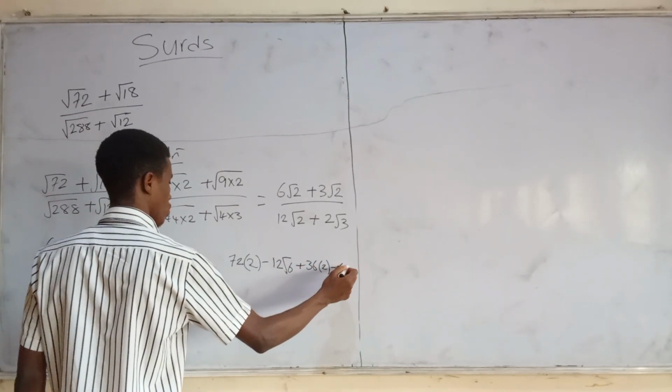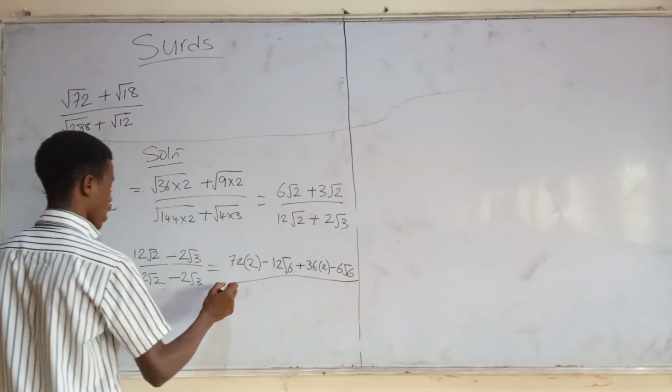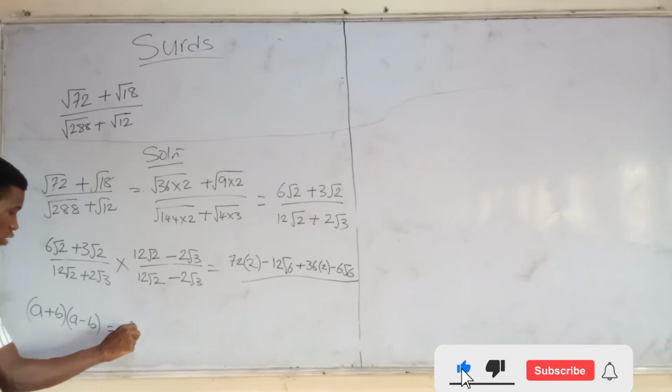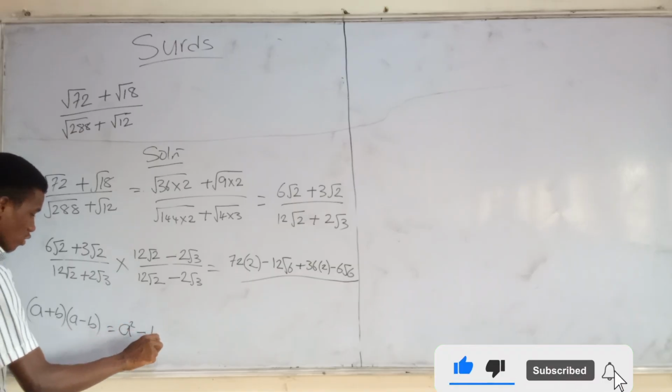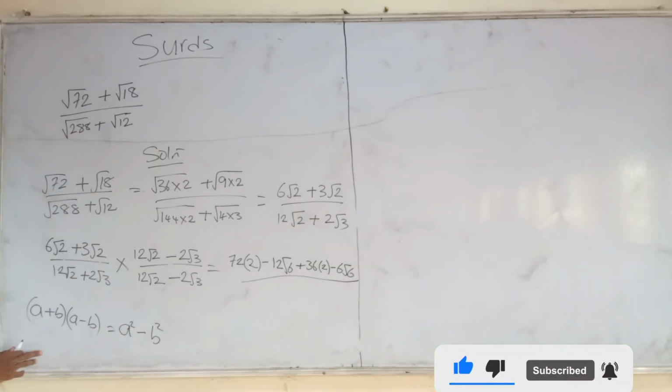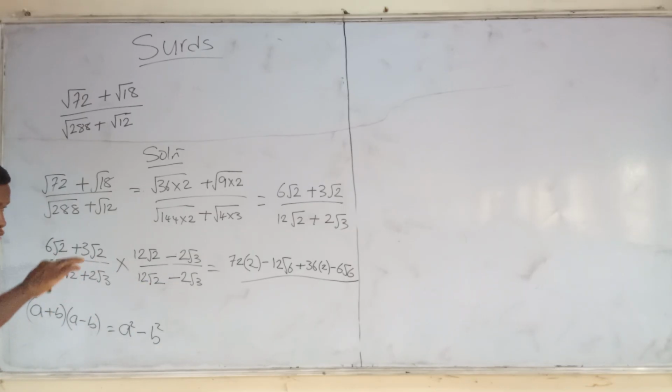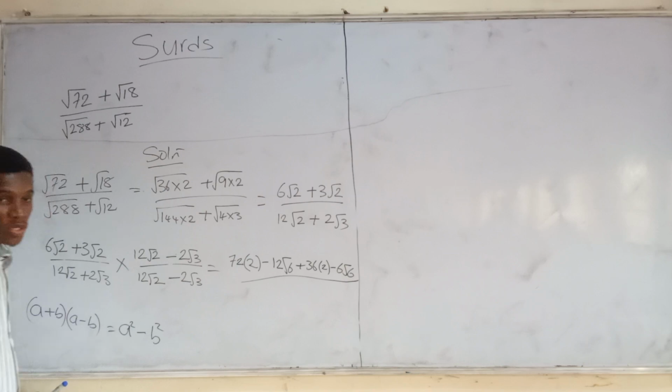Minus 6 root 6. When you have a plus b times a minus b, this is difference of two squares, right? This is equal to a square minus b square. So what does this imply? This times this minus this times this. When we multiply out everything, you see that those in the center will cancel out. But I'm going to multiply everything out so that you see how they cancel.